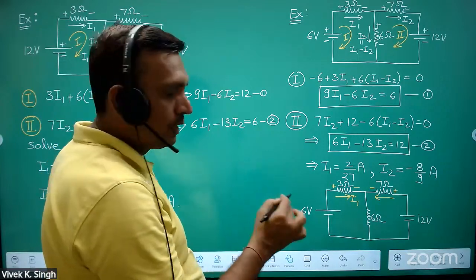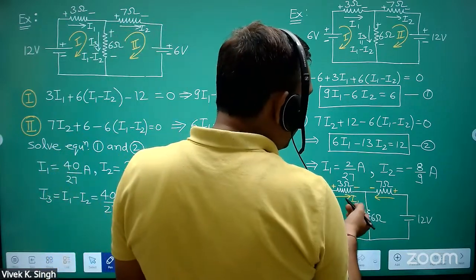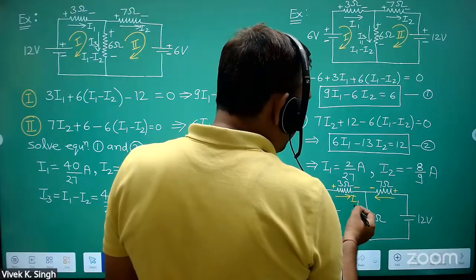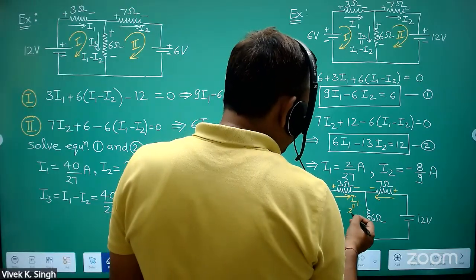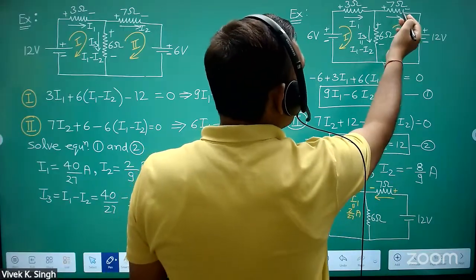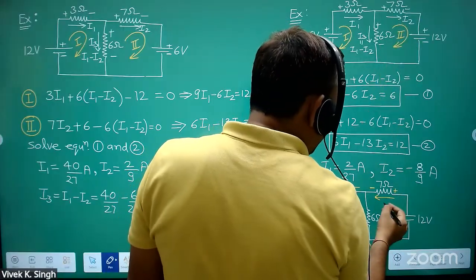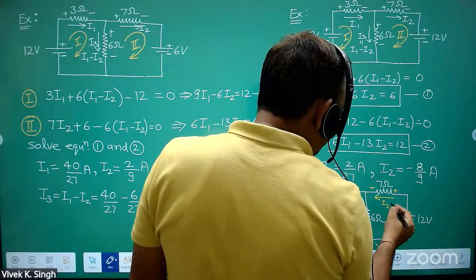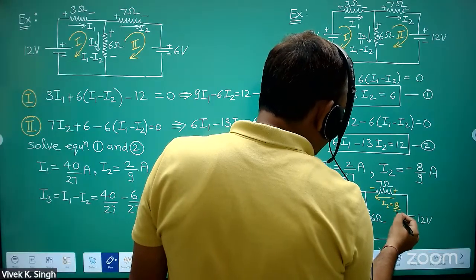Please mute yourself. So just see, I1 is positive value. So this will be 2 by 27 ampere. Now actual direction of I2 is opposite, because this is minus sign, but magnitude will be same. Magnitude is 8 by 9 ampere.